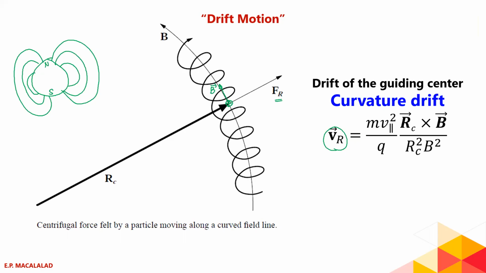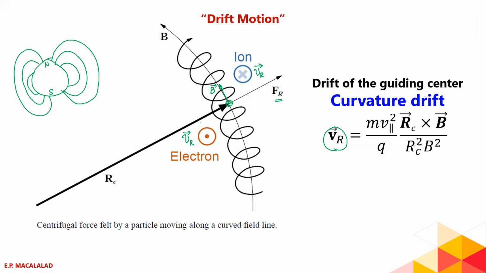Okay, so R cross B. So this is R cross B. The direction of the drift is in this direction. That is into the page. Now, therefore, if you have an ion, if you have an electron, it will move in the opposite direction. So this electron will move opposite the direction of your ion.